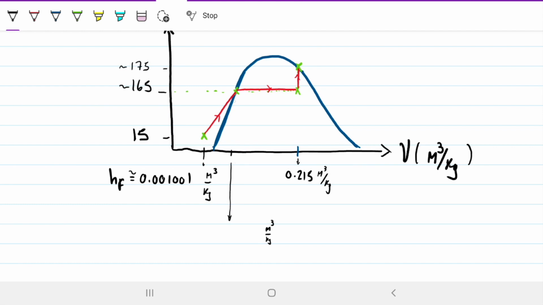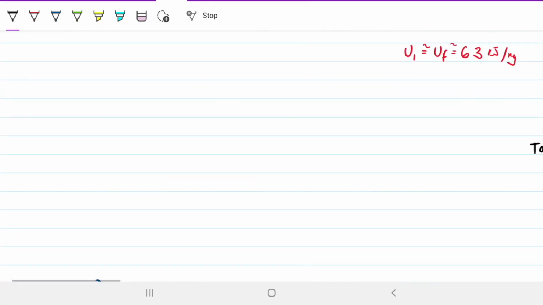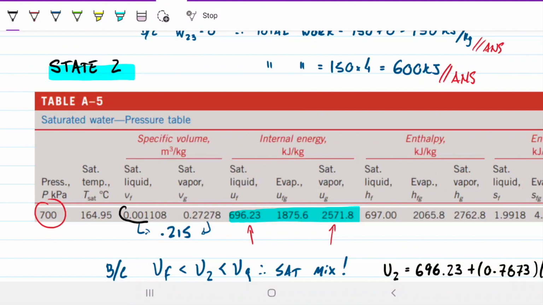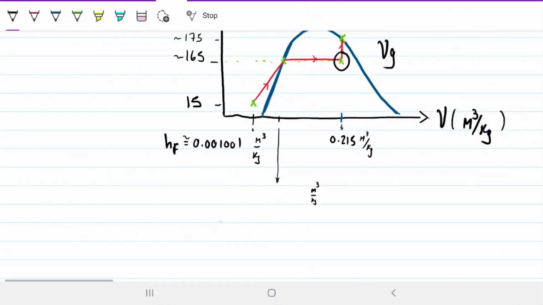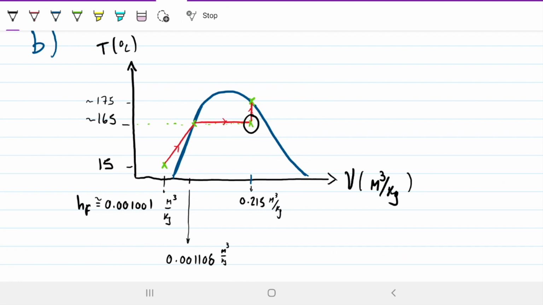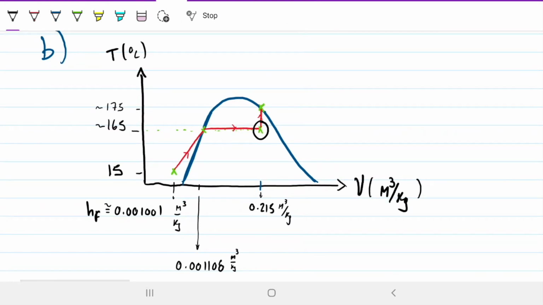And then this one here, we haven't really calculated it, but we can find it out because we know that this is a saturated mixture at 165, so we just need to grab the specific volume of the saturated liquid for state 2. And there it is. So that's going to be 0.00108. And there you have it. This is our TV diagram for the process with these stops.